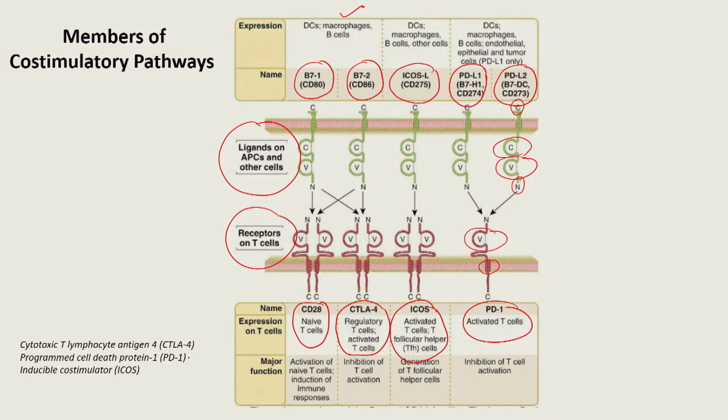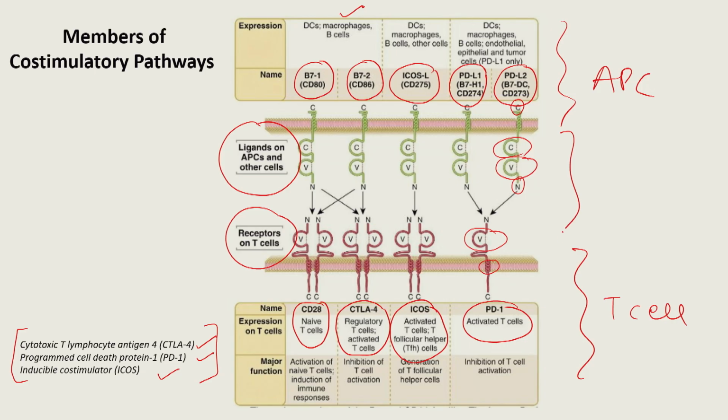CTLA4 is cytotoxic T lymphocyte antigen 4, PD1 is programmed cell death protein 1, while ICOS is inducible co-stimulator. The full forms of the proteins are listed here just for your reference, but the main take home message from this slide is that there are proteins expressed on the antigen presenting cell and proteins expressed on the T cell, in addition to the ones we already know. This can help in co-stimulation of the cell types.